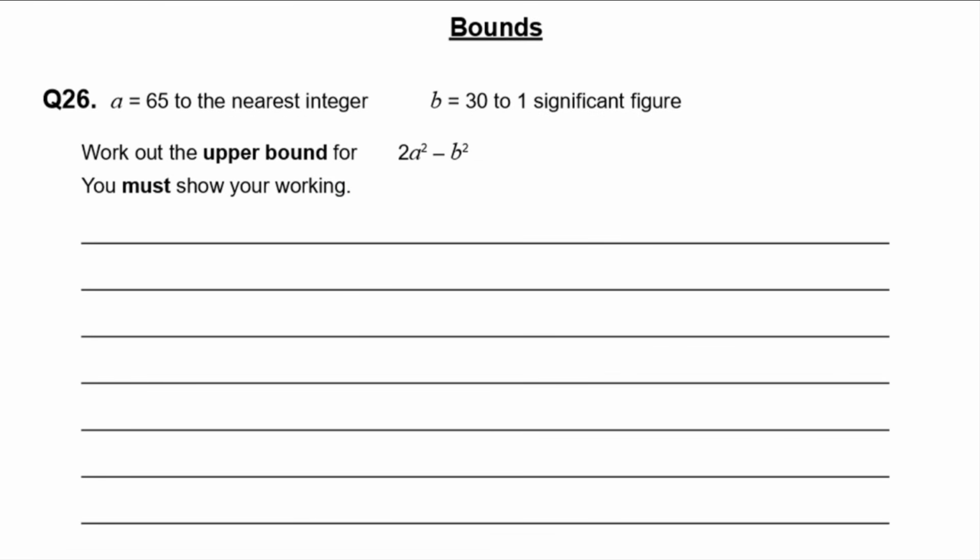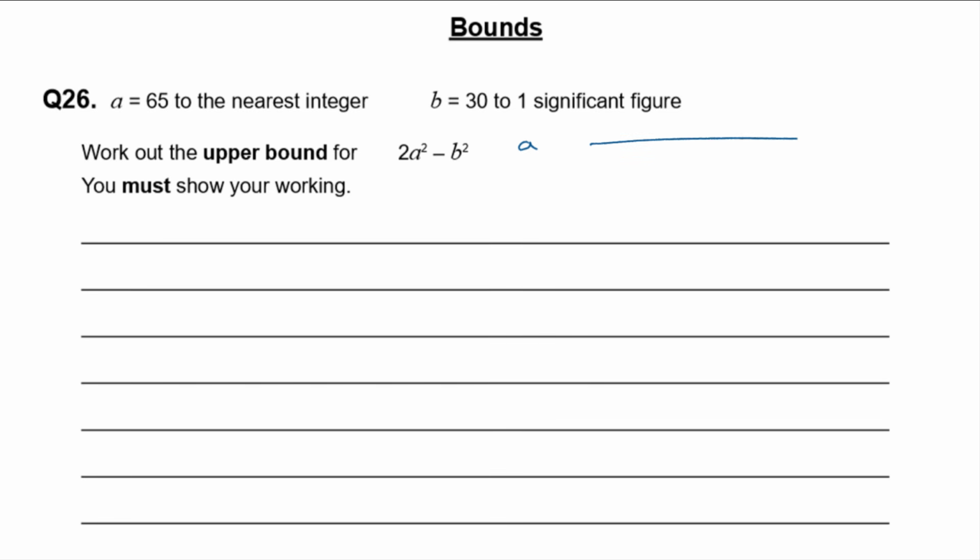Next up, we've got error bounds. So question 26, A is 65 to the nearest integer and B is 30 to one significant figure. Work out the upper bound of 2a squared minus b squared. Okay, so we need the bounds for A and B first. So let's have a think about A.